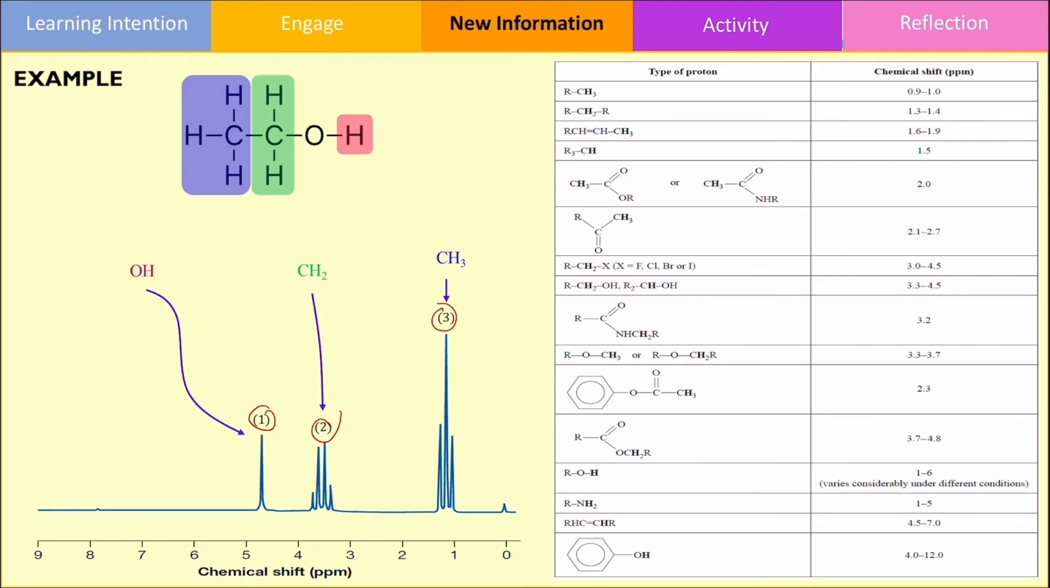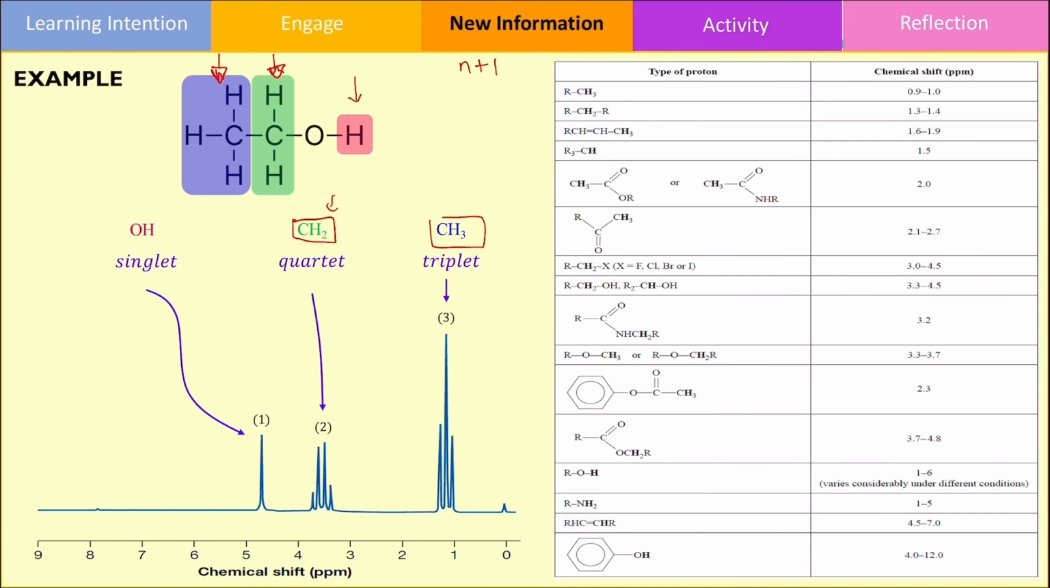However, to further verify this, we could also use our understanding of how splitting works. Let's use CH3 as an example. The hydrogens in the methyl group have 2 hydrogens on the neighboring carbon atom, as you can see here. Using the n+1 rule, we know that this CH3 signal is going to produce a triplet because 2 plus 1 gives you 3. Similarly, the hydrogens in the CH2 group have 3 hydrogens on the neighboring adjacent carbon. Again, using the n+1 rule, 3 plus 1 gives you 4, so this signal is going to produce a quartet, and again this is illustrated down below in the HNMR spectrum.